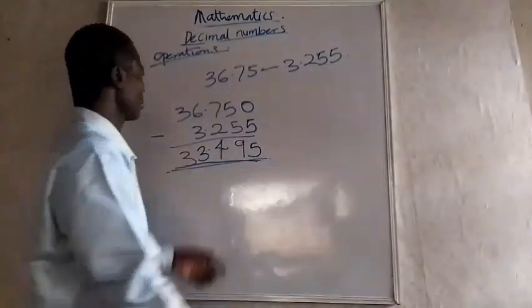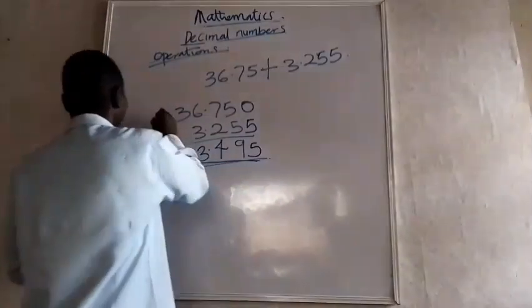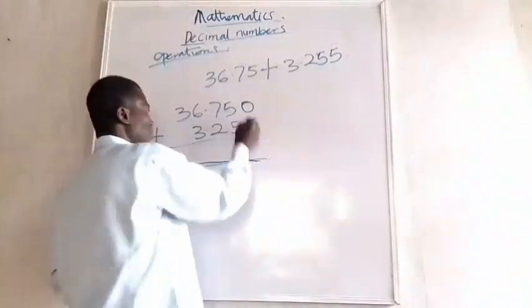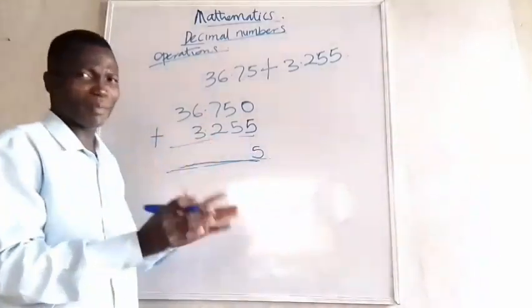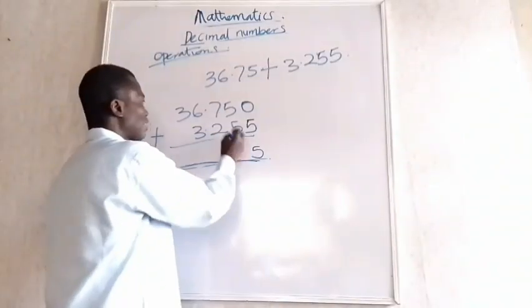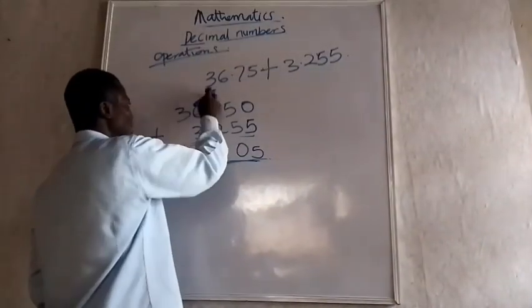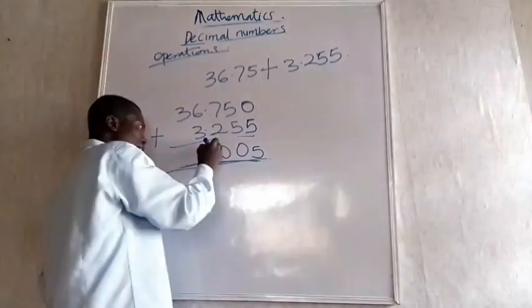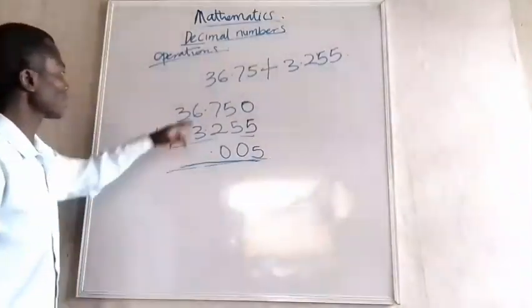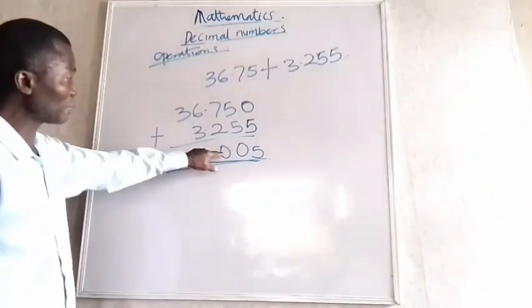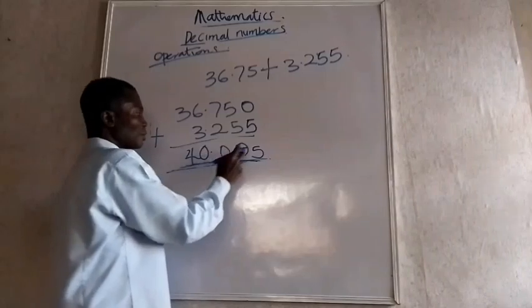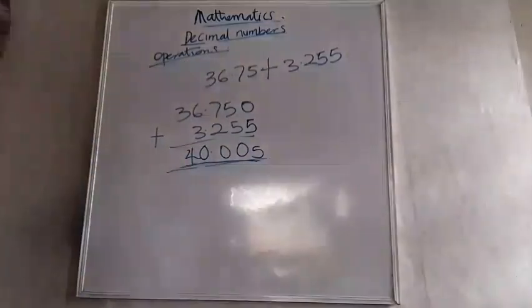Now, if it is addition, how do I do it? This one will be 5 plus 0, 5. It will be the same arrangement. 5 plus 5 is 0, 10. So I bring 1 here. So this one is 7 plus 2 plus 1, 10. I put 0 here. Make sure that after getting to this place, you put the point. 6 plus 3 is 9. The one I bring from here comes here now. And that gives me 10, 0. So I have 40. So 40.005. That's how you do it.